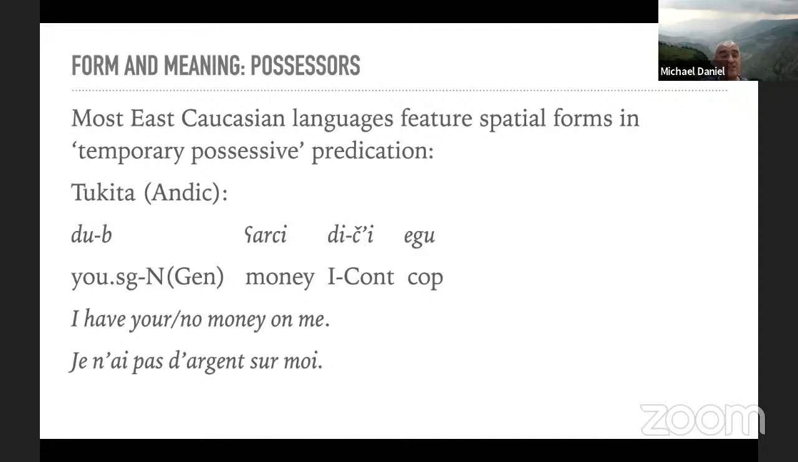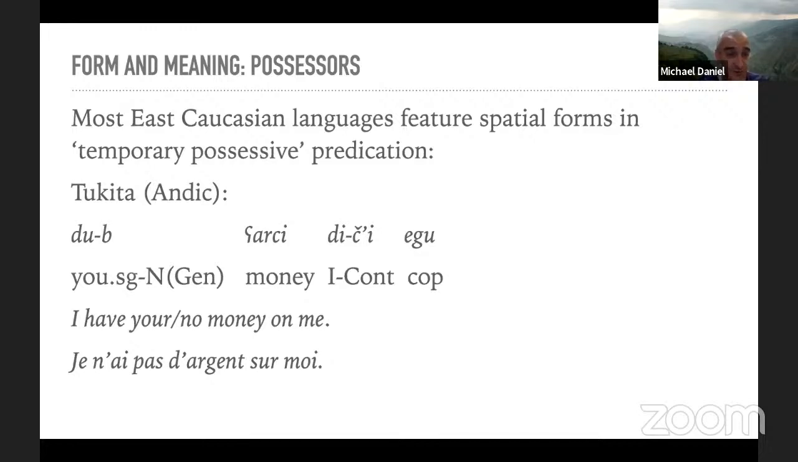Let's have a look. This is an example from Tukita, an Andic one-village language in the north of Dagestan. And it says, your money is on me, or I have your money. Should we consider that as abstract possessive meaning? We have very similar constructions in English and French.